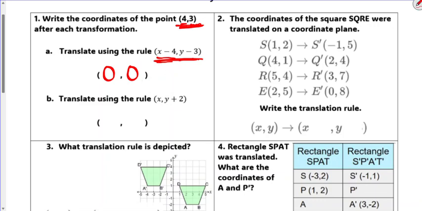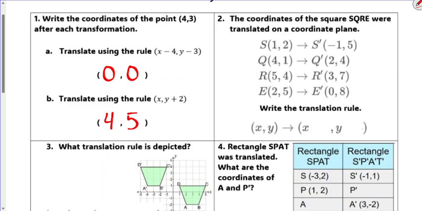For letter B, I'm going to do that same thing. My original point is 4, 3. This is saying don't touch the x value. We're not adding anything. We're not subtracting anything. It's going to stay the same, so it stays at 4. And y plus 2 is just saying add 2 to that. Add 2. That becomes 5. So when you're dealing with the coordinates, you really just do exactly what it says. You either add or subtract to both the x and the y.